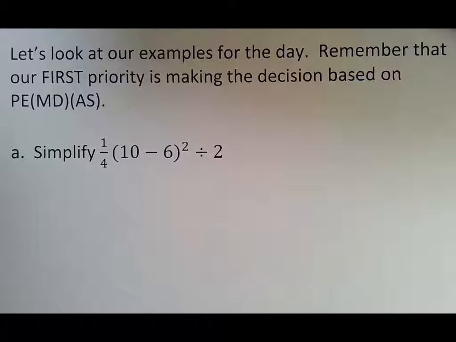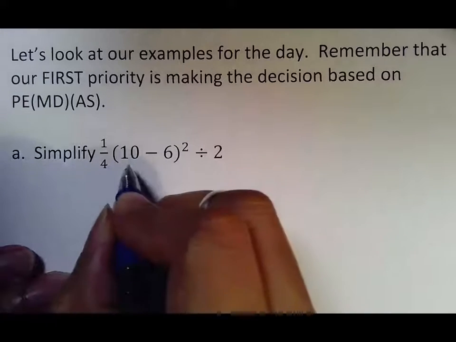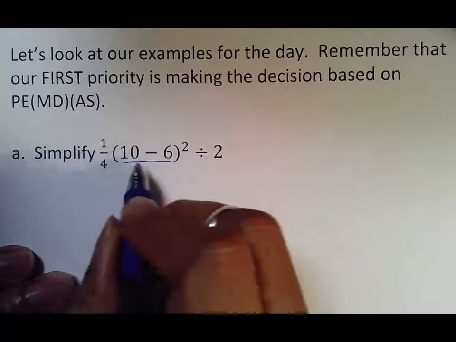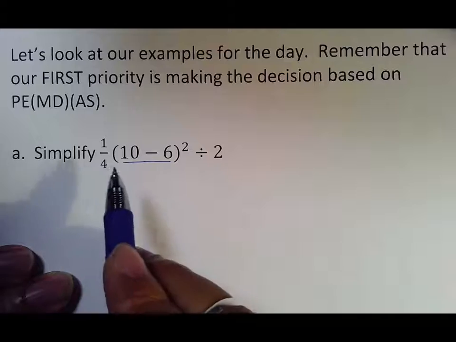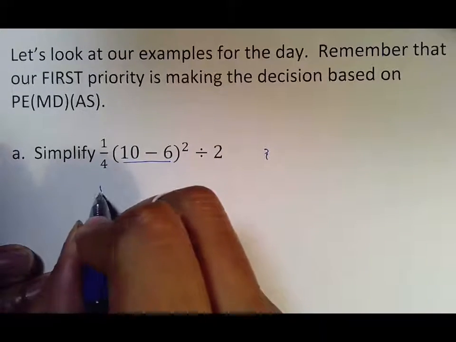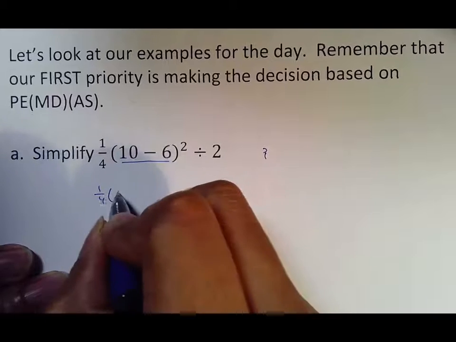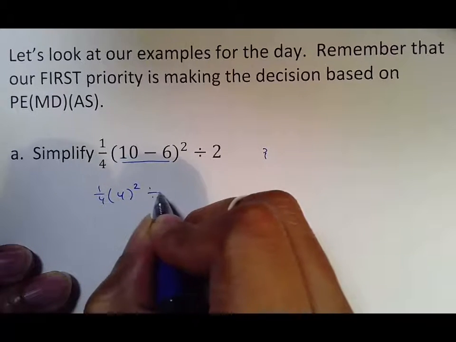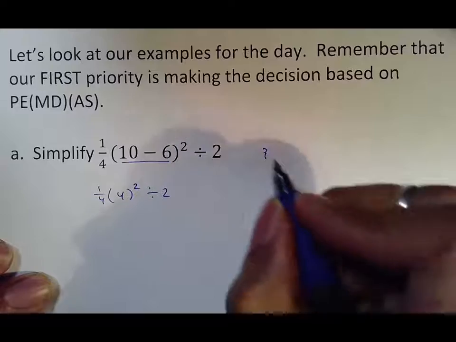So let's look at this. This is a problem that we've seen before, and based off of the fact that we've seen it before, we know what order we need to do it. There is a parentheses there. I don't care about the fraction yet. I have to deal with that when I get to it. Right now, P is the parentheses, which is this. So copy the 1/4, turn 10 minus 6 into 4, copy the squared, copy the divided by 2.